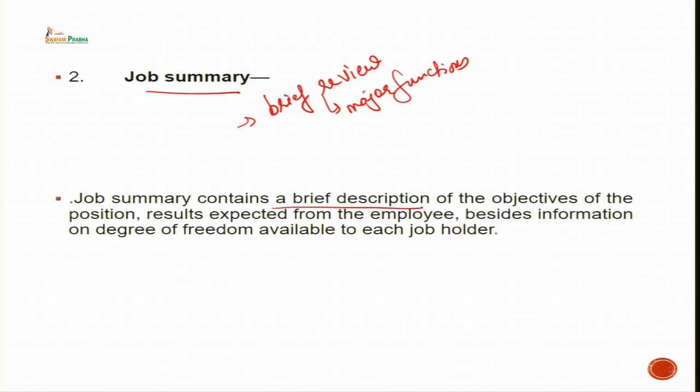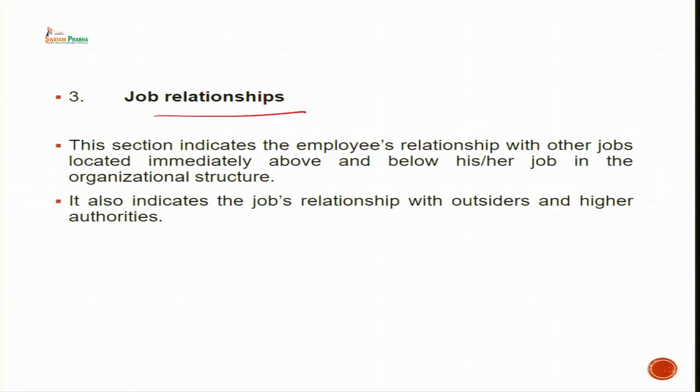The job summary contains a brief description of the objectives of the position, results expected from the employee, and besides, information on the degree of freedom available to each job holder. Now, the degree of freedom probably will increase as we go higher in the hierarchy. Then comes job relationships. This section indicates the employee's relationship with other jobs, where we talked about the relative importance of jobs, who is superior, who is subordinate. All these are identified in the job relationships.